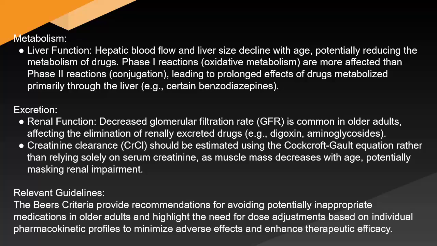Creatinine clearance (CrCl) should be estimated using the Cockcroft-Gault equation rather than relying solely on serum creatinine, as muscle mass decreases with age, potentially masking renal impairment. Relevant guidelines: the Beers criteria provide recommendations for avoiding potentially inappropriate medications in older adults and highlight the need for dose adjustments based on individual pharmacokinetic profiles to minimize adverse effects and enhance therapeutic efficacy.